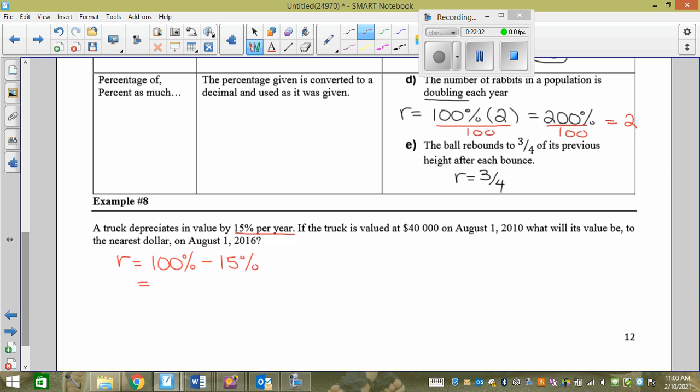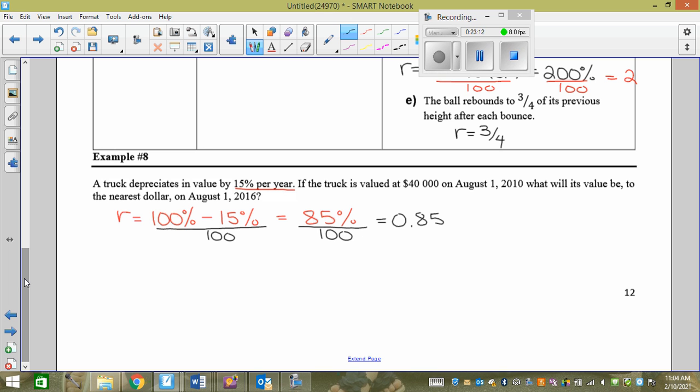So it's going to equal what? Right here. 85, right? I'm not allowed to put percent signs in my equation, right? So what am I going to have to do? Divide by 100. So equals 0.85. We agree? Okay. Then it says the truck is valued at 40,000.